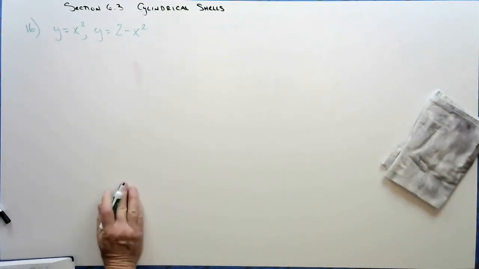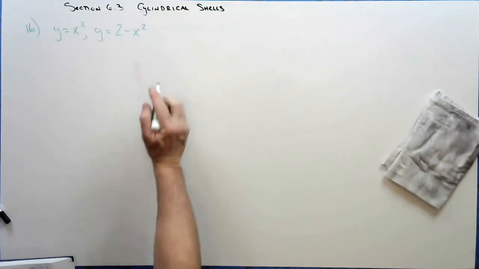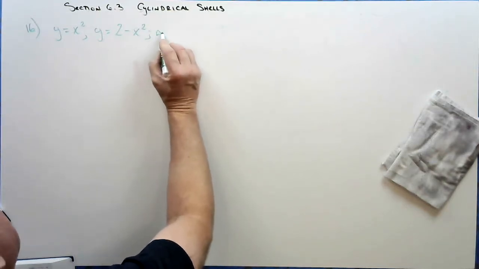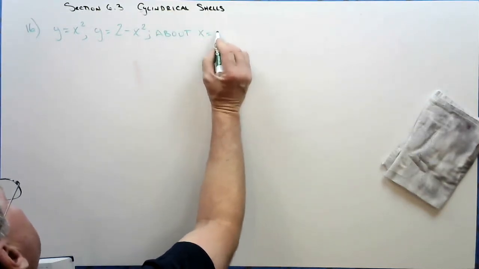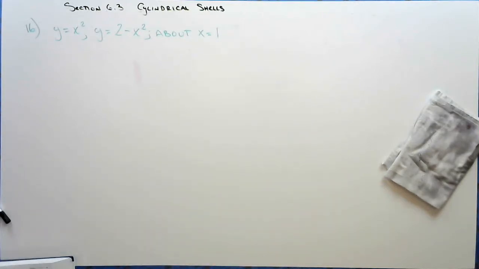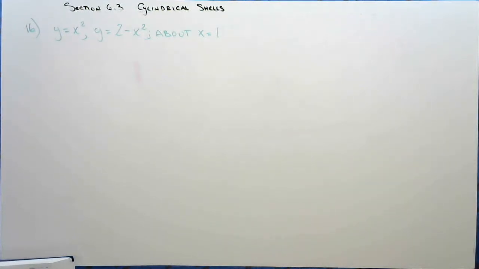So those are both parabolas. And then we want to go about the line x equals 1. So we're not going about an axis here. We're going about a line. So we're going to probably have to use multiple brackets, our 3 bracket method to find the height and the radius. But we won't know until we do the sketch.